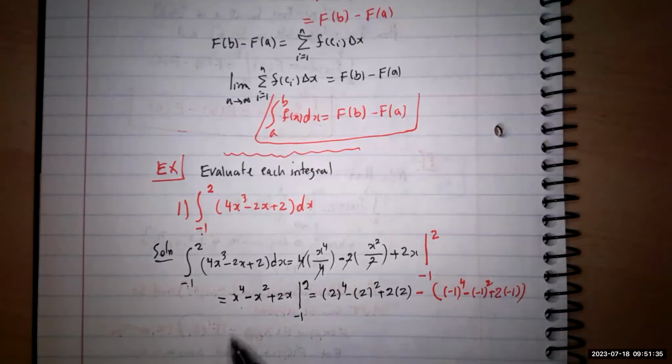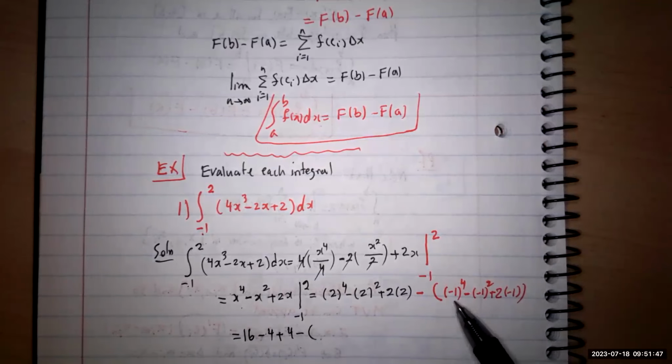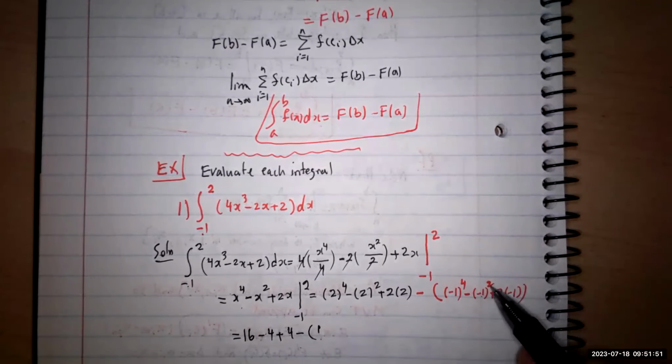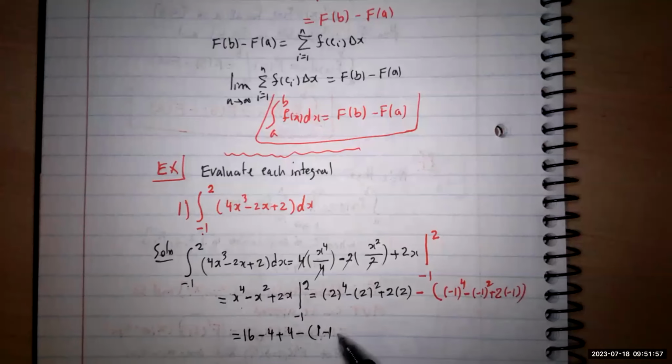2 to the 4th, 16. 2 squared, 4. 2 times 2, 4. Minus inside first, simplified first. -1 to the 4th, +1. -1 squared is +1, but it's going to be -1. Okay, 2 times -1 would be -2. Equal to. So 4 and 4 cancel out, that gives us 16.